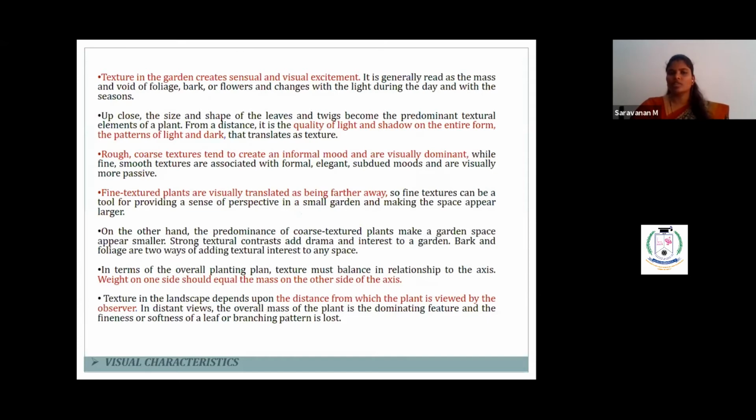So in this, when you see it, the rough and coarse textures tend to create an informal mood and are visually dominant, while fine smooth textures are associated with formal and elegant, visually more passive. Fine texture plants are visually perceived as being farther away. So fine textures can be a tool for providing a sense of perspective in a small garden.